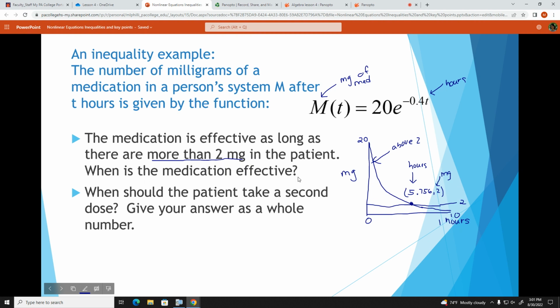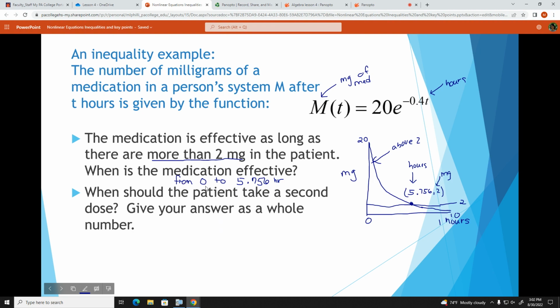So when is the medication effective? It appears to be effective from 0 to 5.756 hours. Now, because it is a word problem and a real life problem, I'm not getting real concerned about the greater than or equal to, less than or equal to. But sometimes it's nice to think that through.